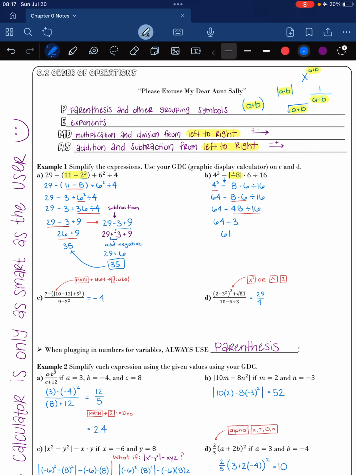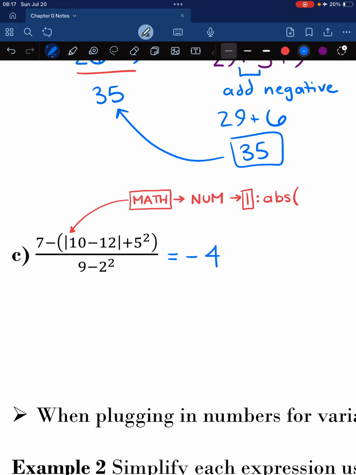Alrighty, so on C and D, we just need to make sure that we type it in our calculator correctly. I mentioned I don't have mine, so I already wrote the answers down for us. But I also put down just some tips for entering different things in your calculator. We can see that I have, how do I type absolute value? You're going to click math.